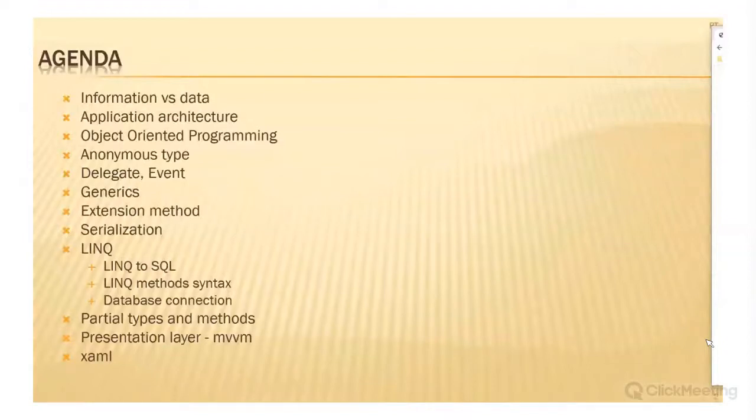Next, we talk about the architecture, application architecture, program architecture. I'm going to recall some basic information about object-oriented programming. I know that some of you have some background problems with this topic. Next, there are a few points related to the language itself: anonymous type, delegates, events, generics, extension method.